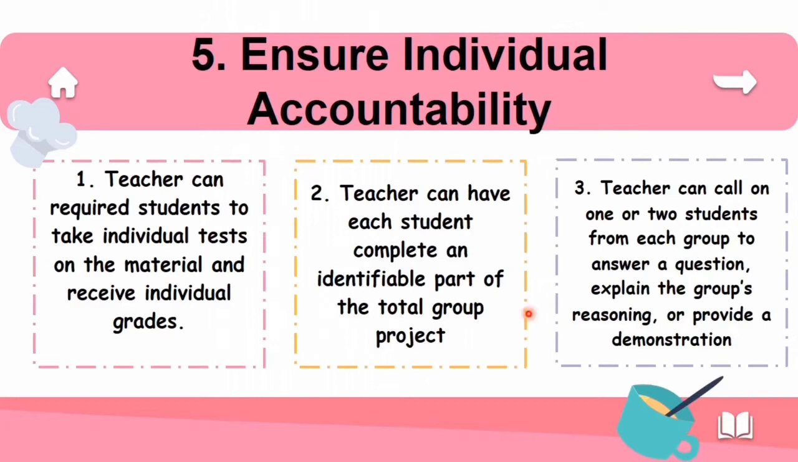Okay, the 5th point, which is to ensure individual accountability. So what is the meaning of individual accountability? Individual accountability is the second essential feature of cooperative learning, and it is one that teachers most often neglect. So this is the important part, which is that the teacher should take note of this. Not really understand, right? Okay, I will explain to you in my words.